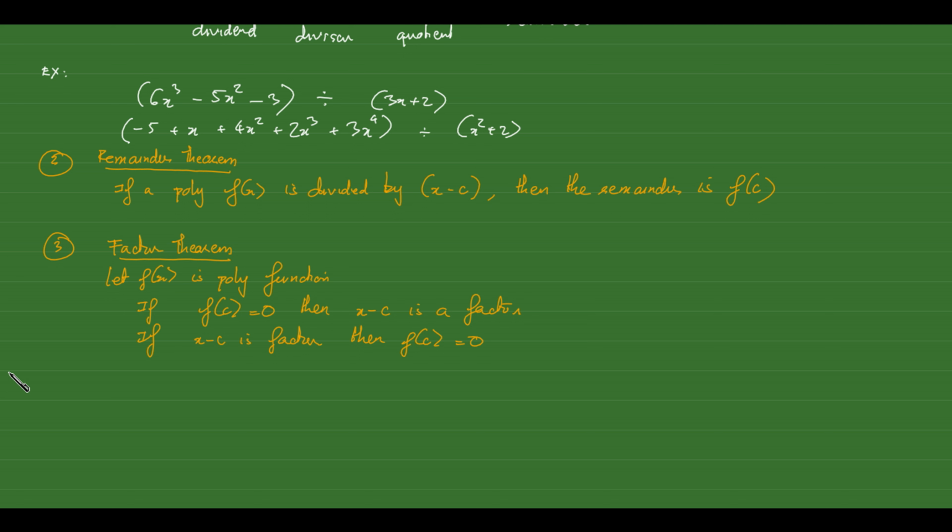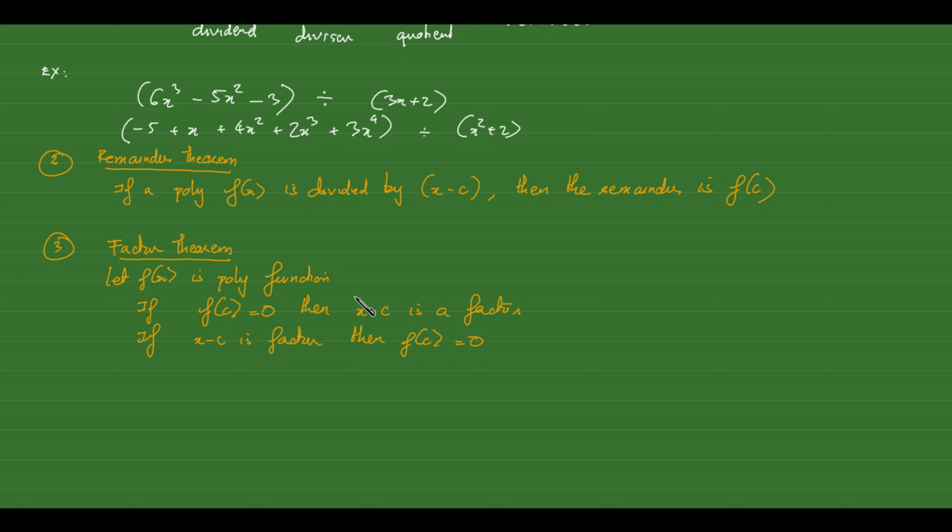Think about it: if f(c) equals 0, that means the remainder is 0. If the remainder is 0, then x minus c is a factor. That's all, make it simple like that. All right, now we're going to do the example.